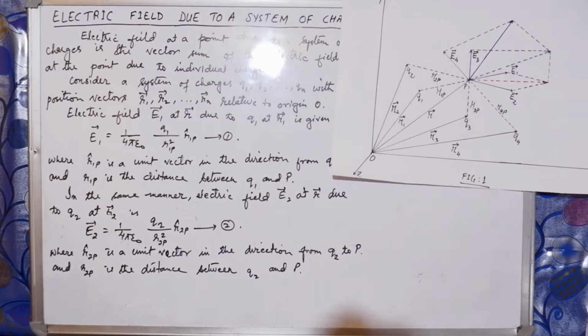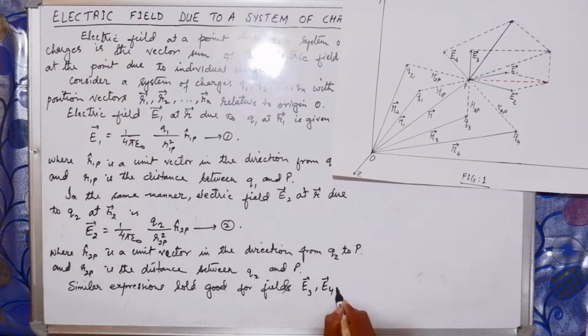Similarly we can write for E3, E4 up to En. Similar expressions hold good for fields E3, E4, up to En, due to charges Q3, Q4, up to Qn.